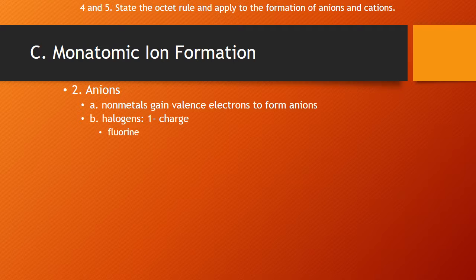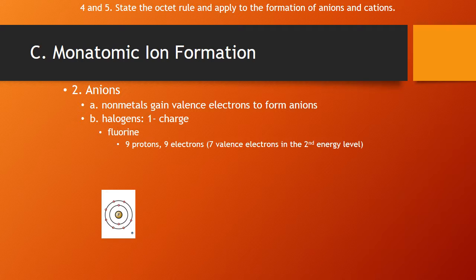Let's take a look at fluorine. So fluorine is atomic number 9, so it has 9 protons and 9 electrons. And the fact that it's in group 17 tells us it has 7 valence electrons, which are in the second energy level because it's in period number 2. So here would be a picture of fluorine. Notice again that middle circle representing the nucleus, and it has the 2 electrons in the first level, and then it has 7 in the second for a total of 9. So it has 7 valence electrons.